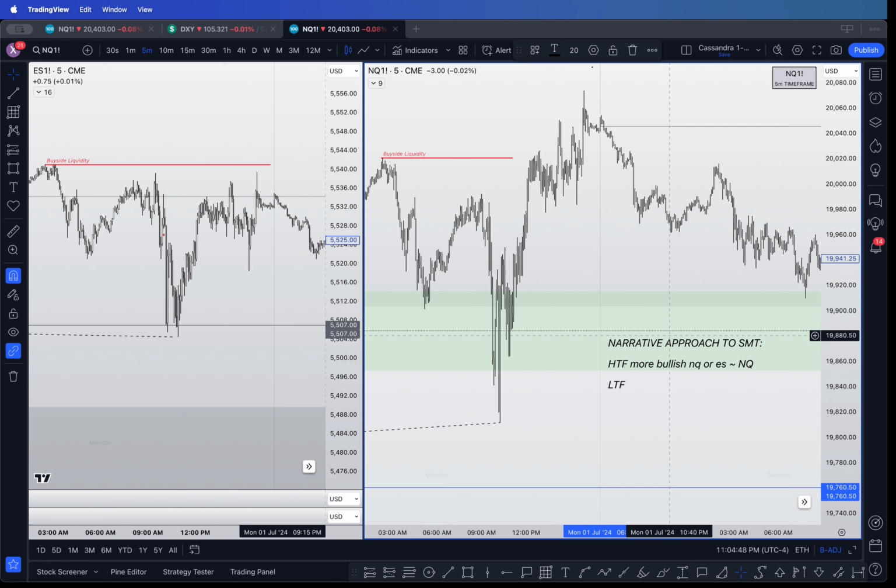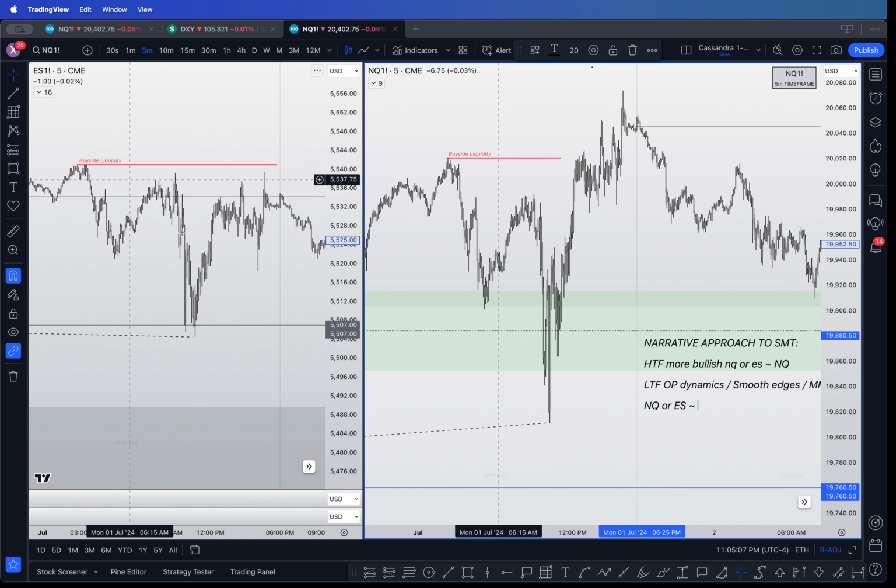Nice. Lower time frame order pairing dynamics, which is essentially the same thing as saying MMXM clean. How clean is it? Or could we just say smooth edges? Yeah, smooth edges, MMXM. This is all the same thing. Again, all these terms mean the same thing. Which one's favorite, NQ or ES? Which one has smoother edges?